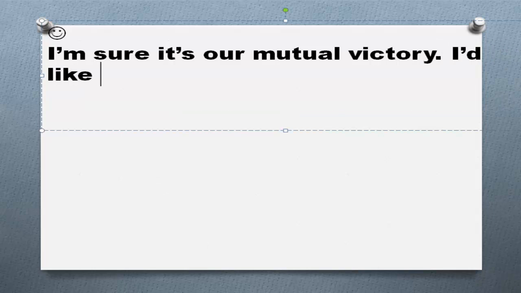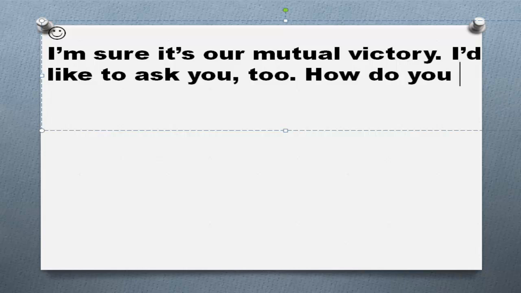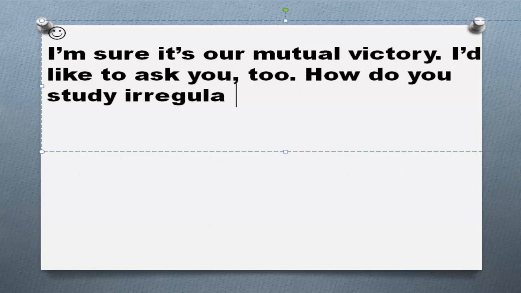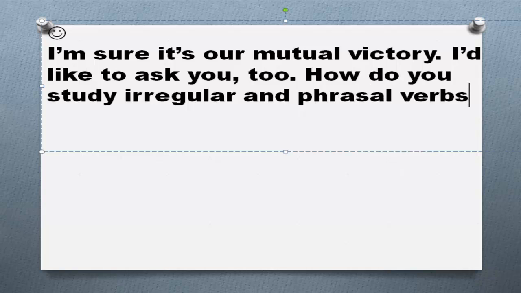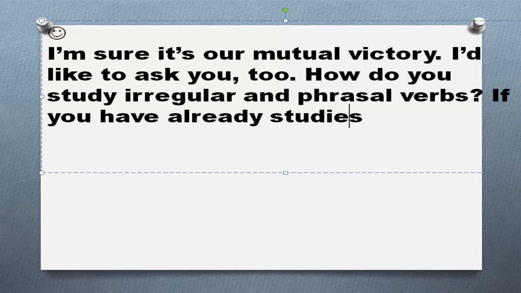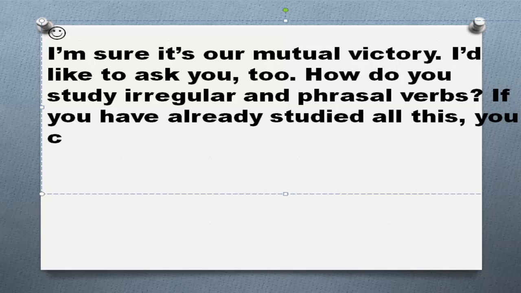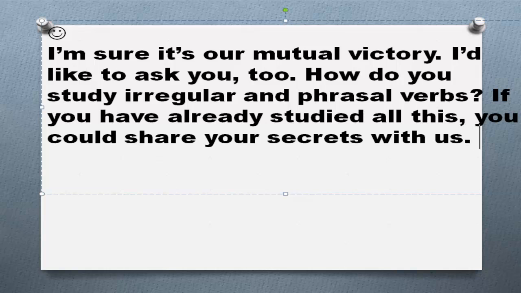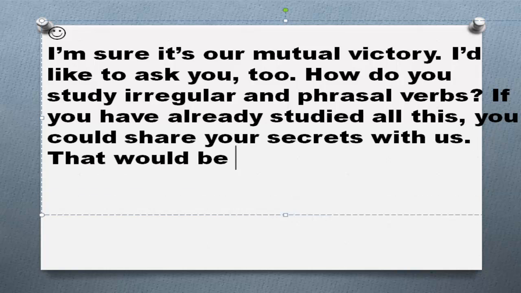I'd like to ask you, how do you study irregular and phrasal verbs? If you have already studied all this, you could share your secrets with us. That would be great.